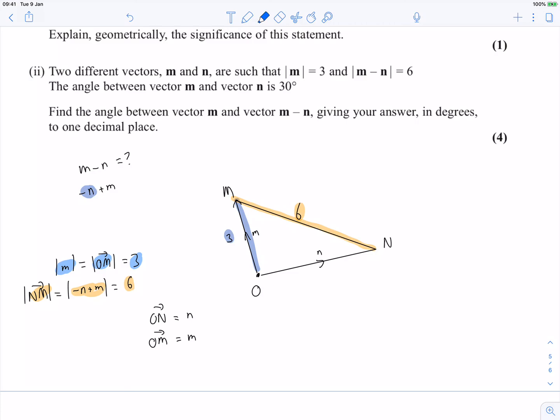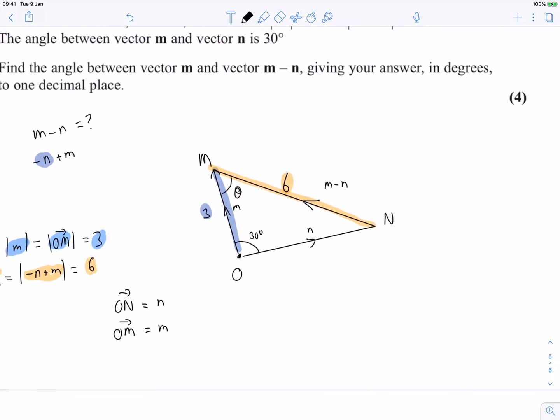And it says the angle between vectors m and n is 30. Ooh, so it's saying this angle is 30 degrees. Interesting. Find the angle between vector m and the vector m minus n. So this vector here is the m minus n vector. Give your answer in degrees to 1 decimal place. Ooh, so it wants this angle. Let's call it theta.